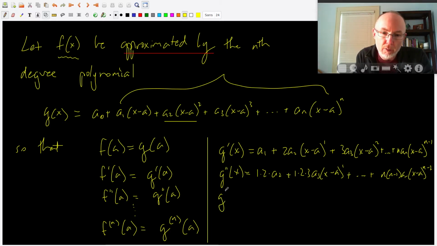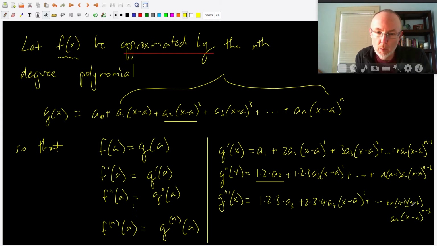Right, the third derivative is going to be, well, this is now a constant, so the third derivative is going to be 1 times 2 times 3, a3, and the next term is actually going to be, well, we would have had a 4 there, and then a 3, and then a 2, and you pick up this term, and so forth.